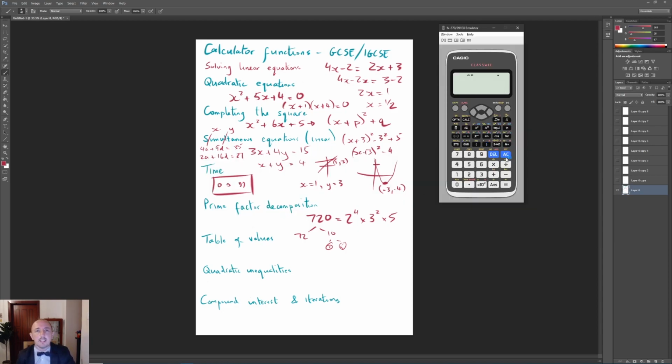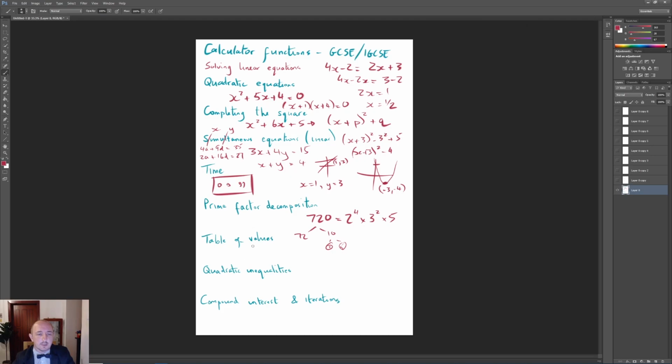The next one is tables of values. So this is when you have a table of values with x and y, and it has some function that you need to put on. So let's just say y equals x squared plus 3x plus 2. Okay, and it's got minus 1, 0, 1, 2, like that.